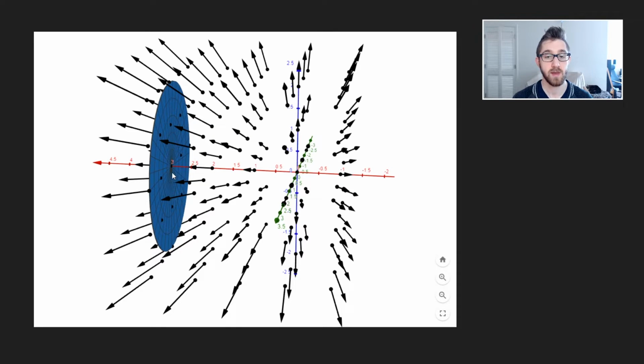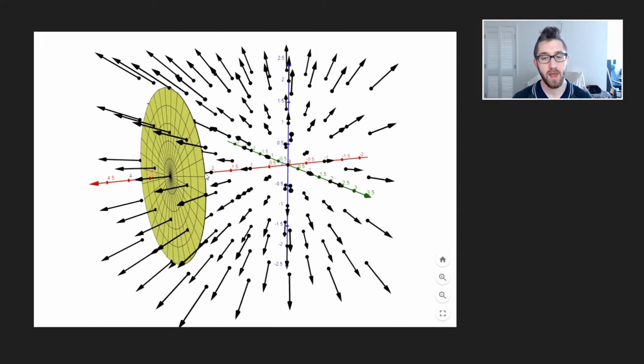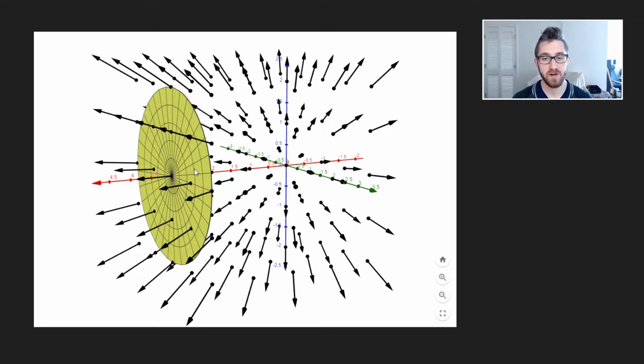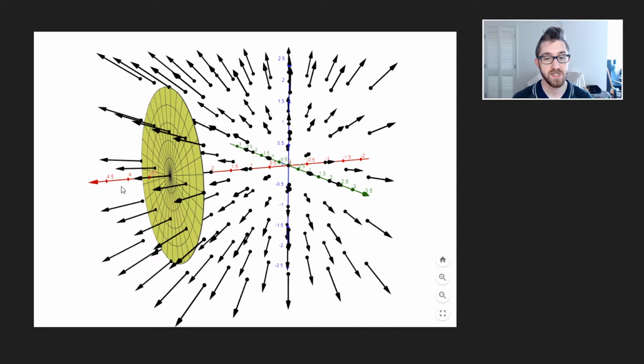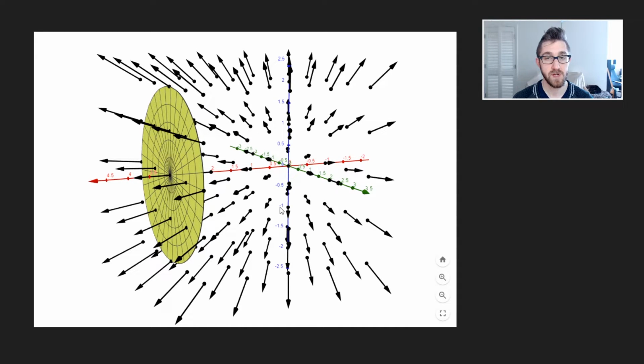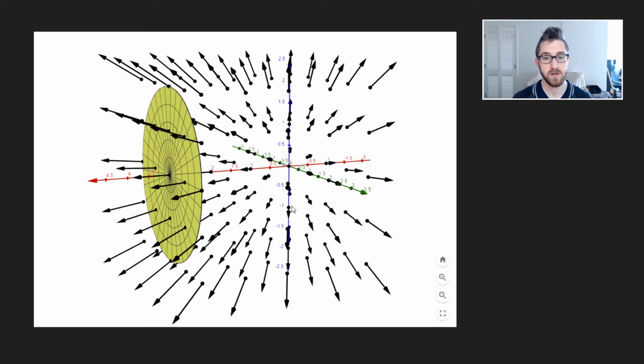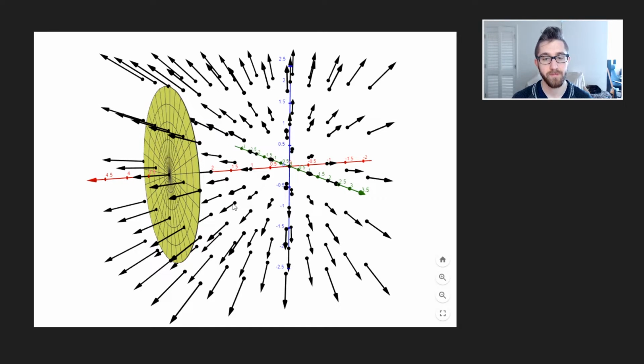Remember, the problem said that the normals are pointing towards the negative x direction, so they'll be pointed from yellow to blue. And we want to compute how much this vector field is flowing through this surface in the direction of the orientation. And you can see from the picture that since these vectors are pointing in the positive x direction, and the surface is oriented in the negative x direction, we expect the flux to be negative.